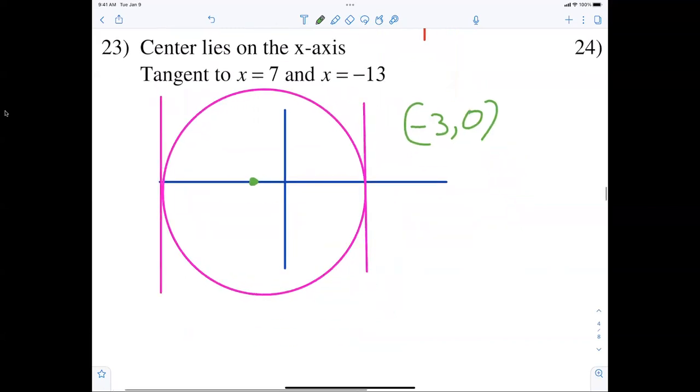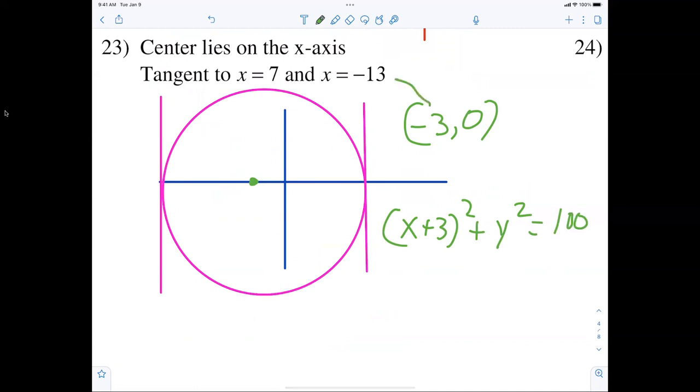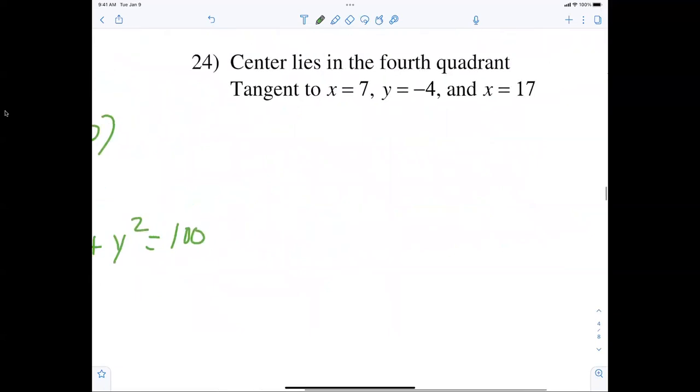All right. So now let's write the first half of the equation, which would be what? X plus 3 squared plus y squared equals 100. Because the distance from -3 to -13 is 10, or the distance from -3 to 7 is 10. So 10 squared is 100. Anybody have any questions with that? Anybody? All right, let's check out the last one.